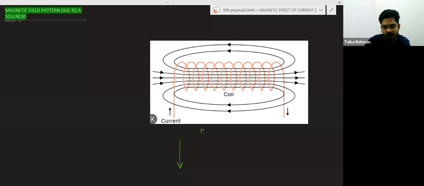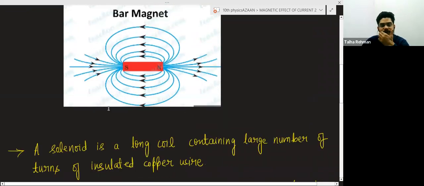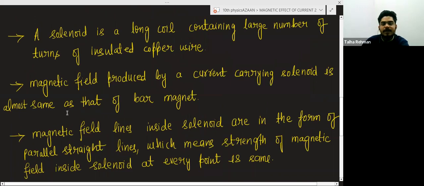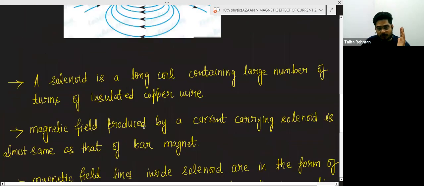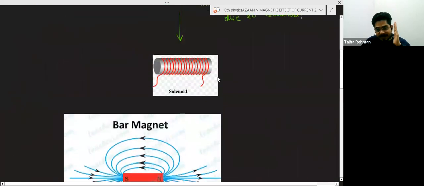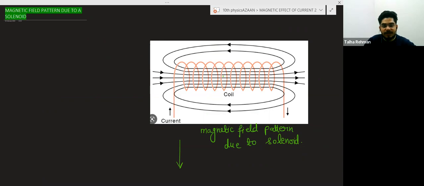So this is the pattern due to a solenoid. The magnetic field produced by a current carrying solenoid is almost the same as that of a bar magnet. After that, the magnetic field lines inside the solenoid are in the form of parallel straight lines. So now see the magnetic field pattern due to a solenoid. Inside the solenoid, the magnetic field lines are parallel straight magnetic field lines.